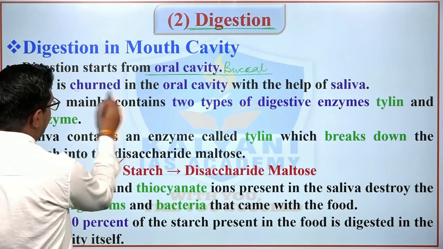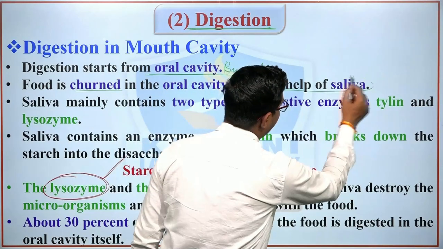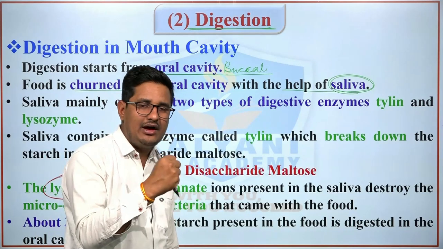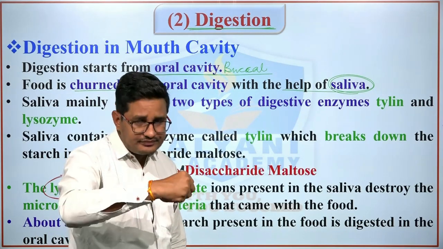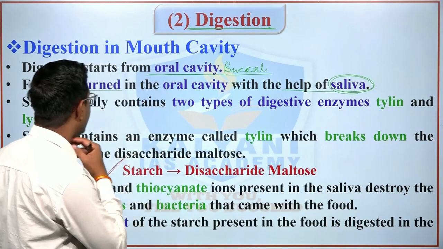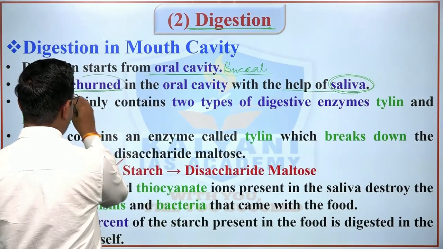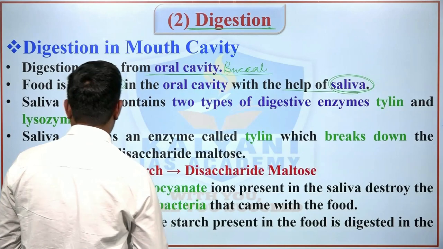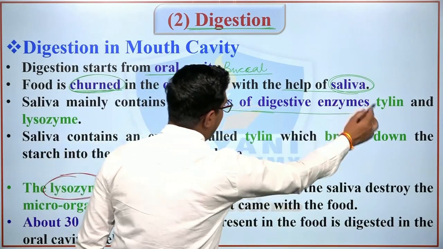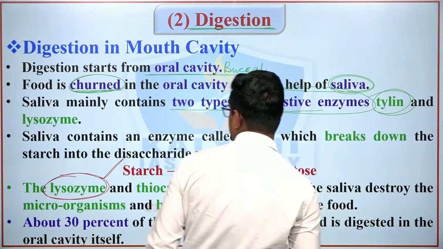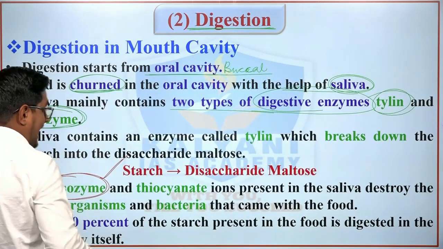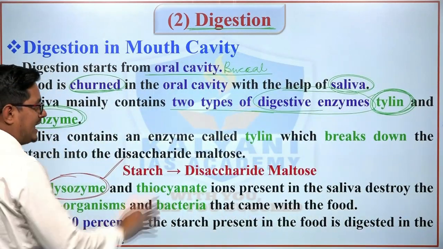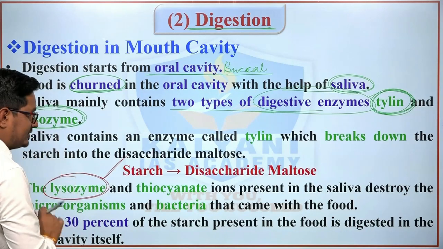Food is churned in the oral cavity with the help of saliva, right? The buccal cavity has teeth, and the teeth chew and churn the food. So the food is churned or chewed in the oral cavity by the teeth with the help of saliva. And saliva mainly contains two types of digestive enzymes. The first is ptyalin and the second is lysozyme, right? You have to keep these enzymes in mind.